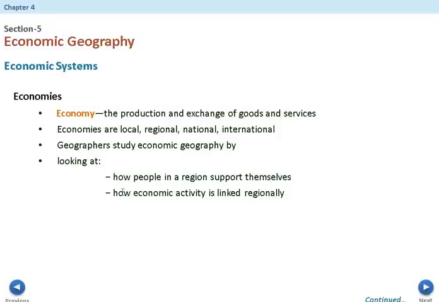Geographers study economics for a couple different reasons. Number 1, how people in the region support themselves. For example, in Nebraska, a lot of people farm. That's going to affect how we govern ourselves, it's going to affect the laws that we pass. It's going to affect our culture.